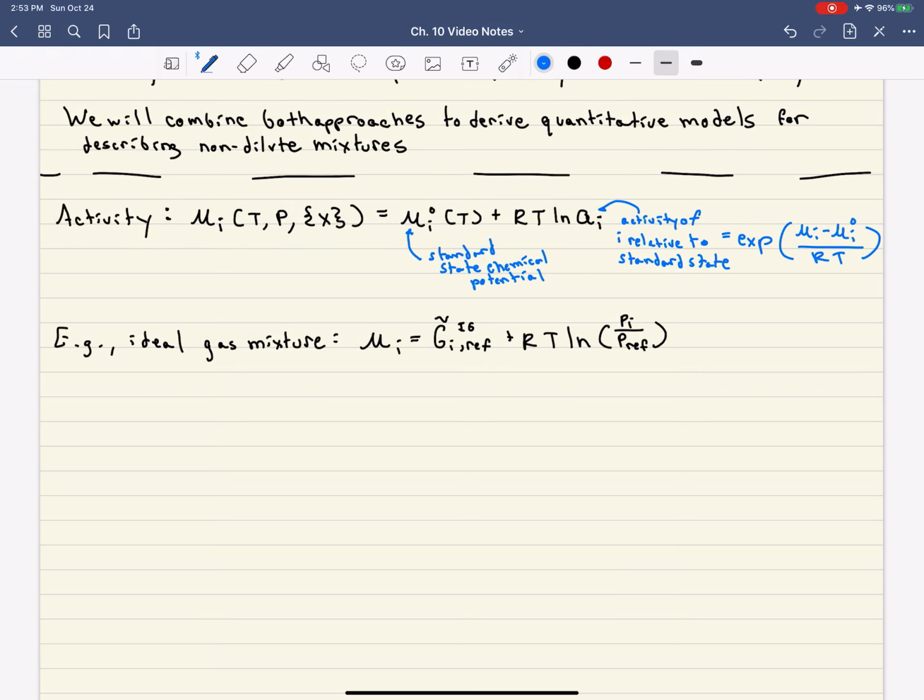And so our G_i ideal gas at reference is just the standard state chemical potential. And this Pi over Pref is what we would call the activity. So the activity here is Pi over Pref, or if we expand out the partial pressure, it'd be the total pressure over the reference pressure times y_i, the mole fraction in the gas mixture. So that was for the ideal gas mixture.